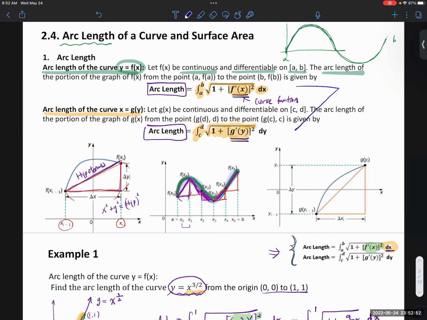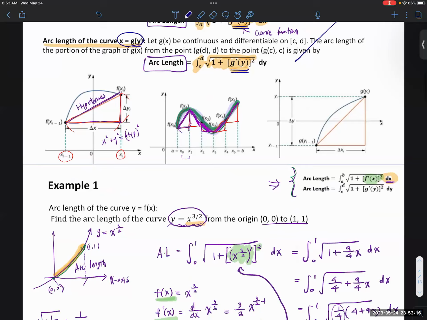Same thing, same formula. So we're going to take the derivative of g(y) and then take the second power, and then you're going to take the integral with respect to y. That's the only different thing. It's the same, but depending on the function, you have to read the question, whether it is the f of x function or a function written with the y variable. So when you get that, you can see the difference.